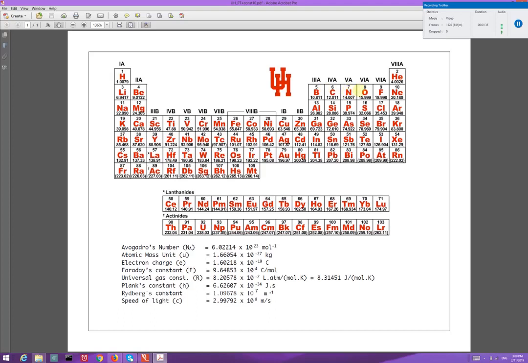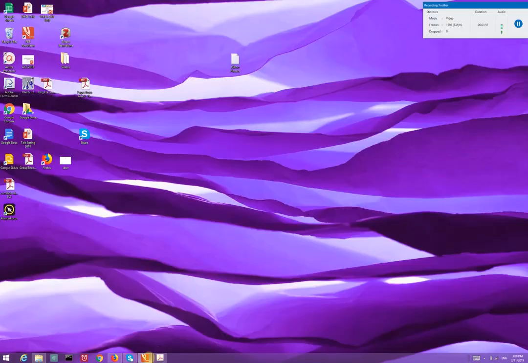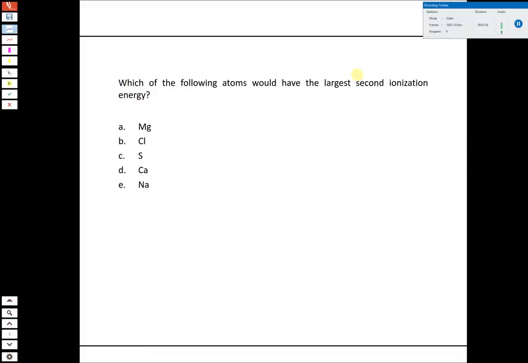And then same thing between group 5 and group 6. Group 5 has that relatively stable p3 configuration, so its ionization energy is larger than you'd expect, it doesn't want to lose an electron, so group 5 ionization energies are typically larger than group 6. Again, even though we're moving left to right, that's a little bit of a break in the trend. So those things may come up in some of these questions, but I think on this one, the bigger issue was how do we deal with second ionization energy?